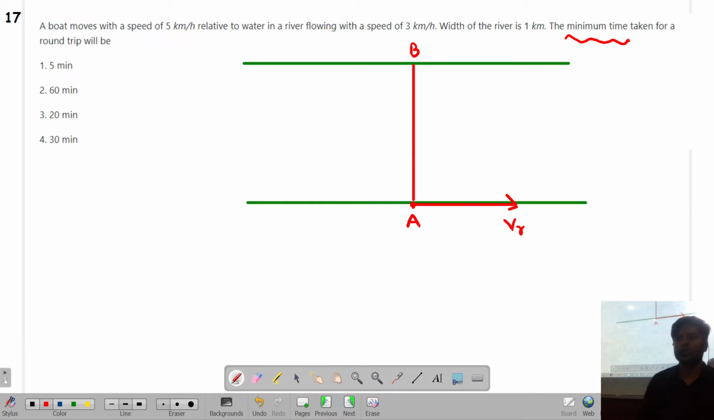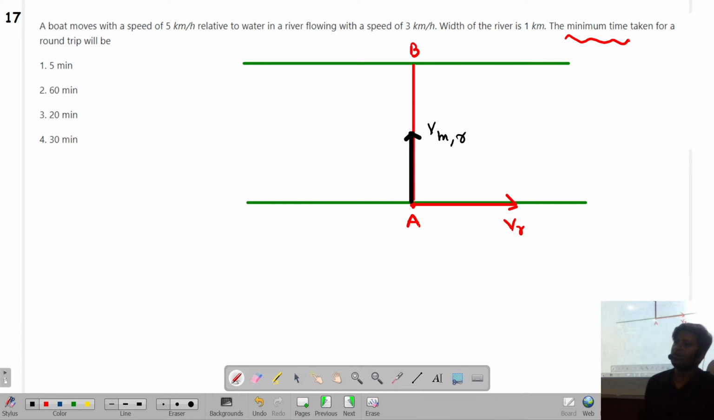Try to understand, if the person who is swimming wants to take the minimum time, he should first travel on the shortest path. That means the man or swimmer velocity with respect to river should be along this path AB or not? Tell me yes or no.